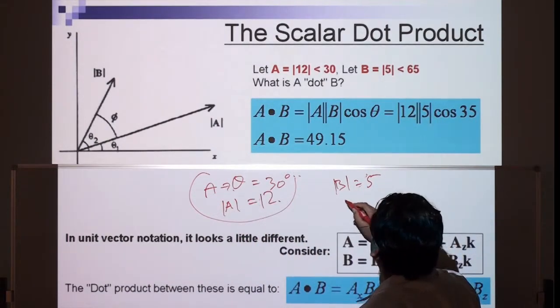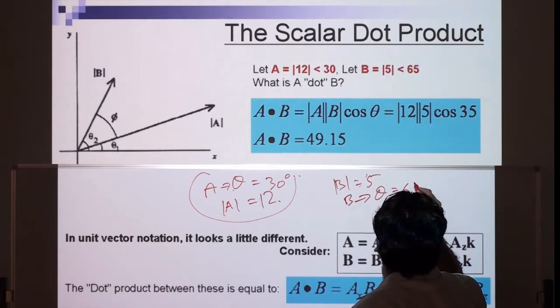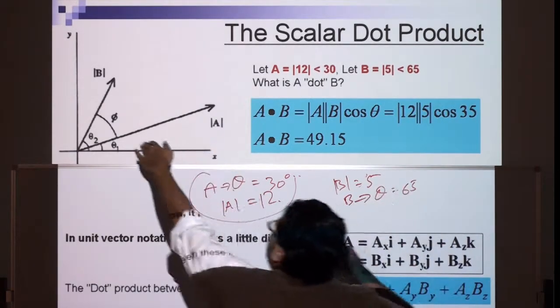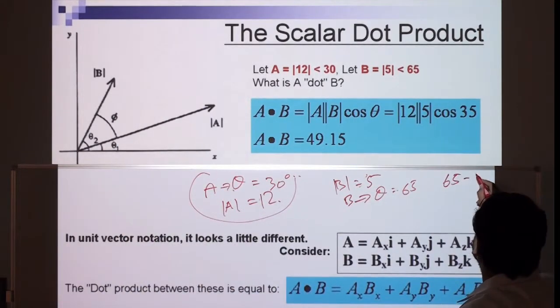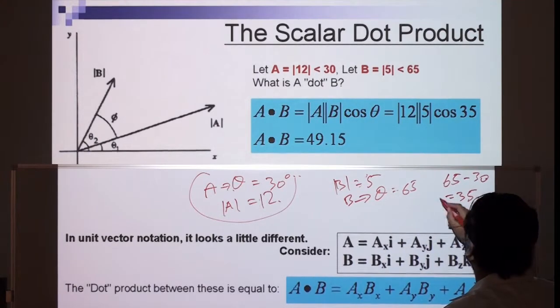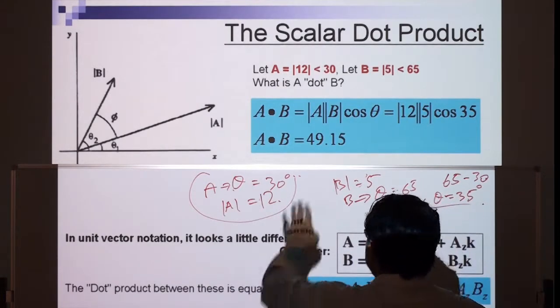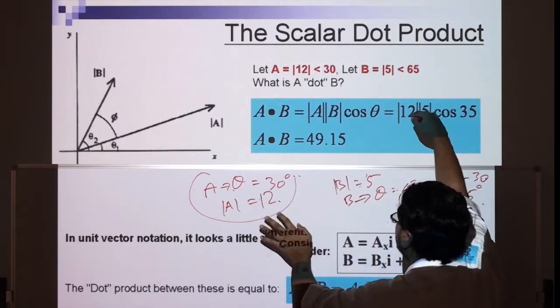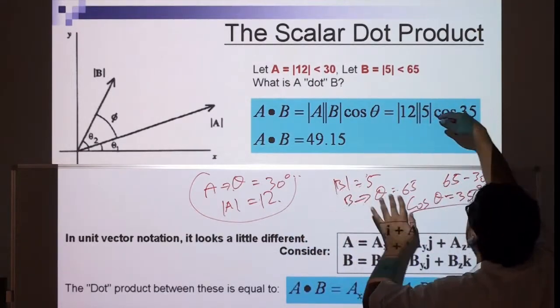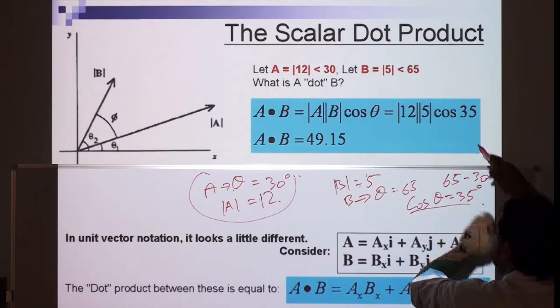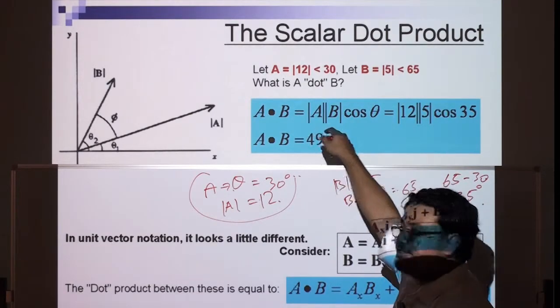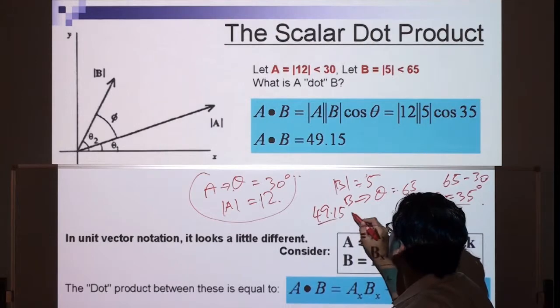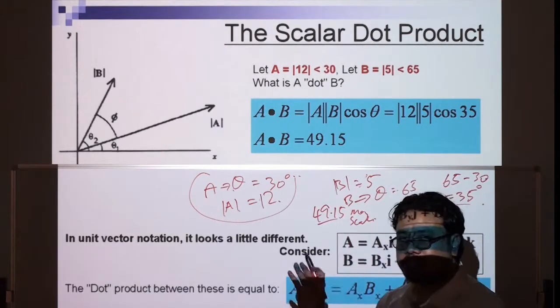And we have the angle 65. Beta equals 65. So that's 65 from here to here, and 30 from here to here. Therefore, 65 minus 30 equals 35. So our cos theta, that theta will be 35 degrees. Now, as we've done here, we multiply the absolute value of A, which is 12, by the absolute value of B, 5, multiplied by cos 35. And the answer is 49.15. Notice that 49.15 is a magnitude. It's a scalar. It doesn't show direction.